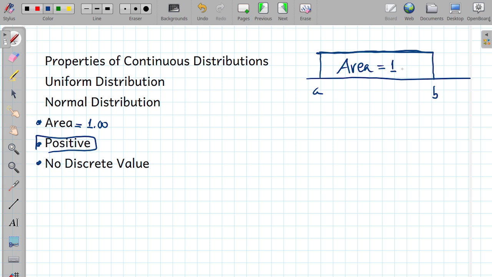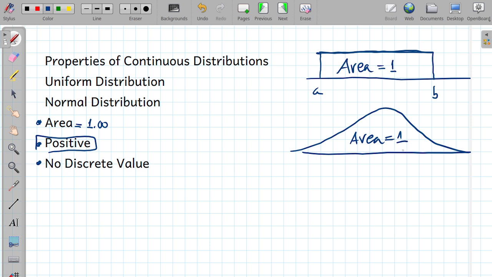Now, uniform distribution, of course, is this lovely little rectangle. The normal distribution is the typical bell curve that we associate with statistics quite often. Looks like that. But the area is exactly 1. Now, the mathematics of finding how much area is in a particular region for this particular distribution is quite complicated, and we're going to use tables for that. So we'll set that aside for now.